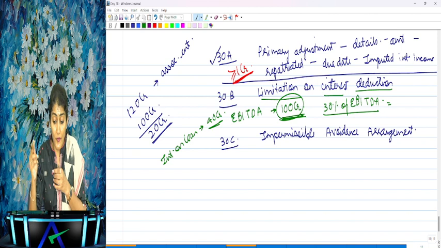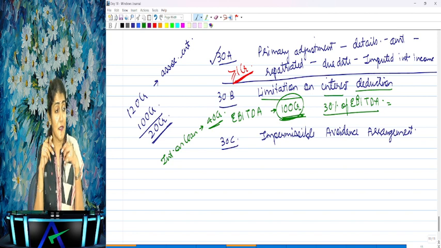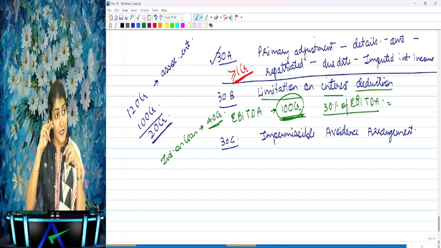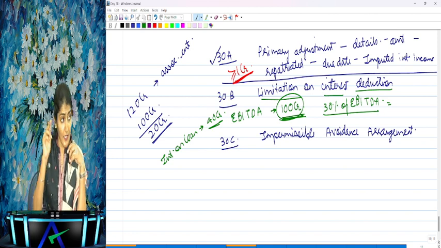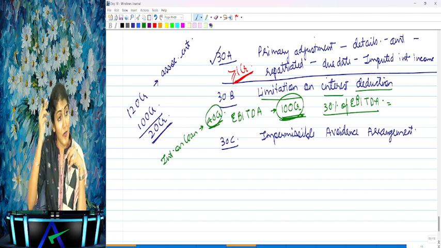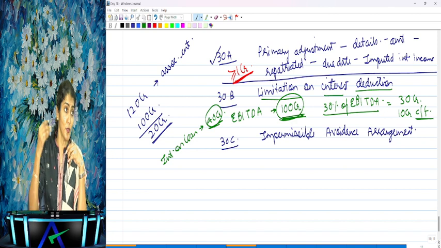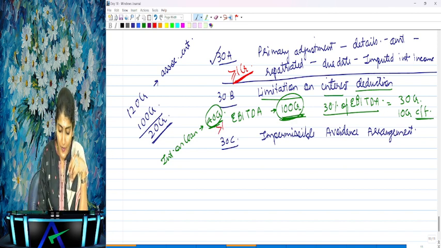So 30% of EBITDA is how much? In my example, the EBITDA is 100 crore. So 30% of that is 30 crore. The total interest is 40 crore. Out of that, I can take 30 crore as expenditure in the current year. And the 10 crore I need to carry forward to the next year. Again, this is also applicable when the adjustment is of more than 1 crore.